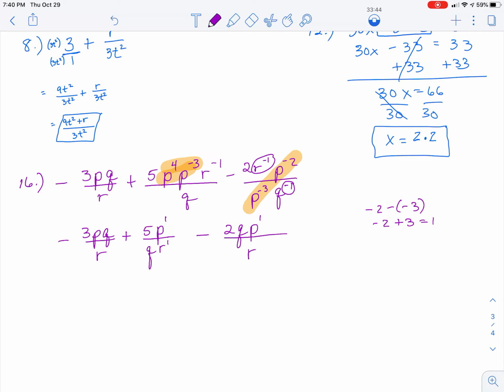Okay? So is there anything I can combine? Well, actually, it looks like this fraction and this fraction both have the same denominator, so I can combine those two. Pay attention to the fact that this is a negative fraction, and it's subtracting a negative fraction over here. So be careful about that when you're putting those terms together. So I'm going to have a negative 3 minus 2, which is going to give me a negative 5.